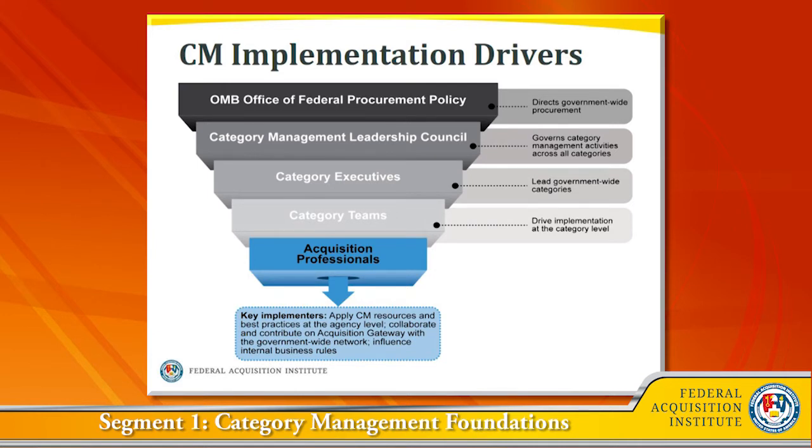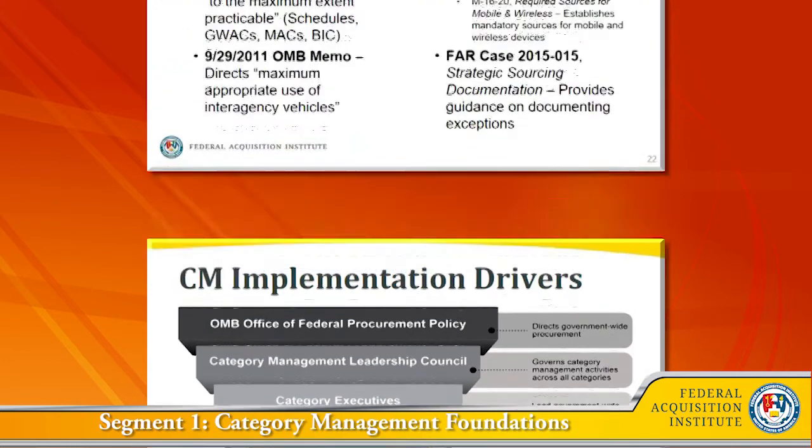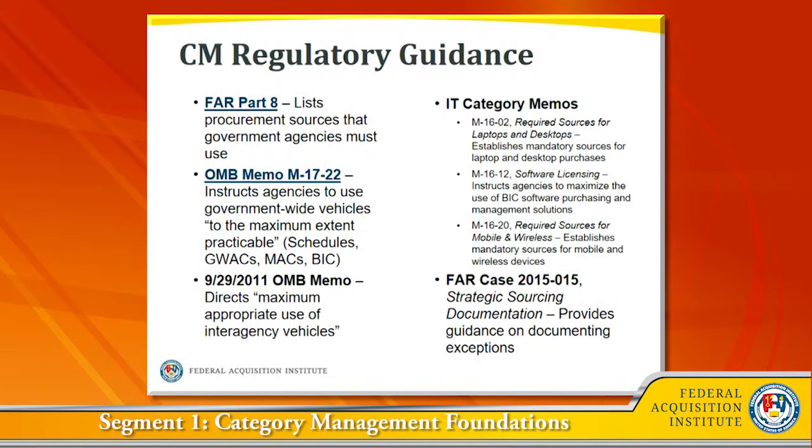Acquisition professionals serve a critical role in applying the principles, strategies, and tools that come through category management as you actually do the work of government procurement. The purchasing problems that you solve will form important precedents and influence future business rules and practices. Regulatory guidance related to category management is evolving rapidly, so you'll need to visit the Acquisition Gateway often to make sure you're apprised of emerging policy developments.